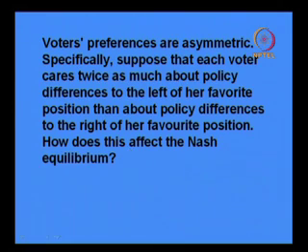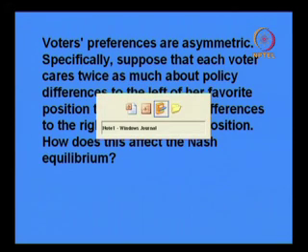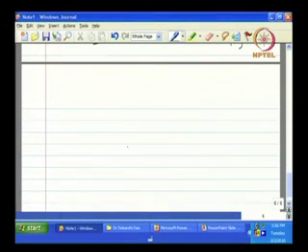Voters' preferences are asymmetric. Specifically, suppose each voter cares twice as much about the policy differences to the left of her favorite position than about policy differences to the right of her favorite position. How does this affect the Nash equilibrium? So, here the story is the following.